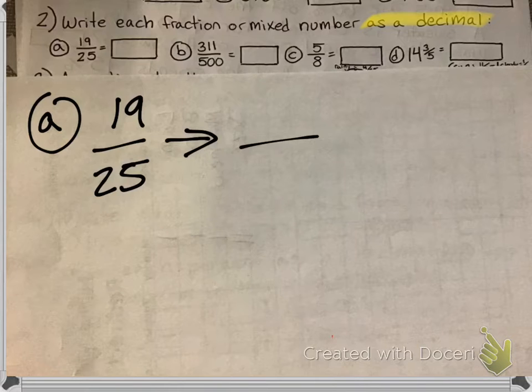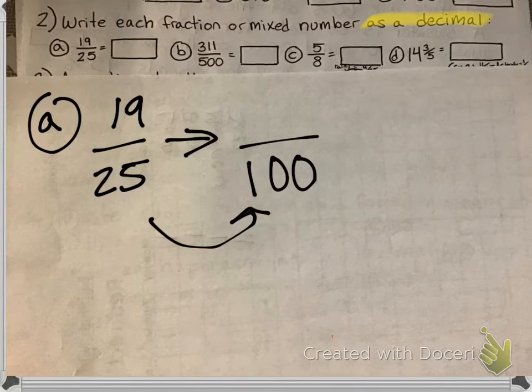What are we going to make this one over? What are we going to make this one over, Jenna? We're going to make it over 100. How do we get from 25 to 100, Nathan? Times 4. What we do to the bottom, we do to the top. Excellent. What is 19 times 4, Trey? 76. Now, what we do now is we want to get our decimal over 1.